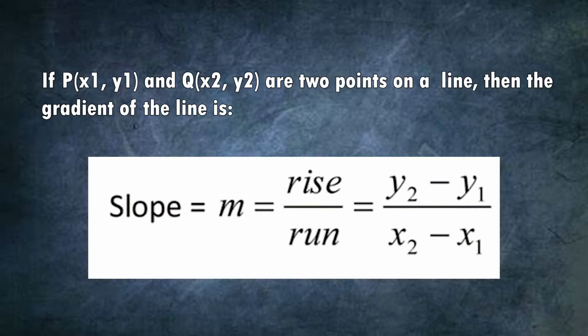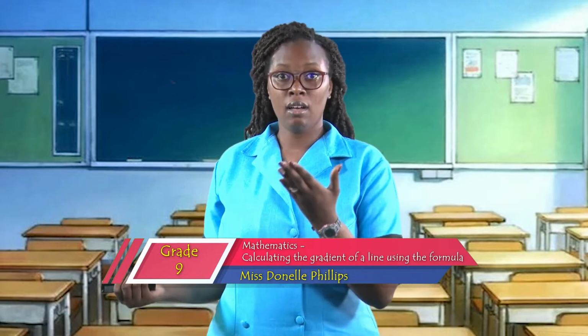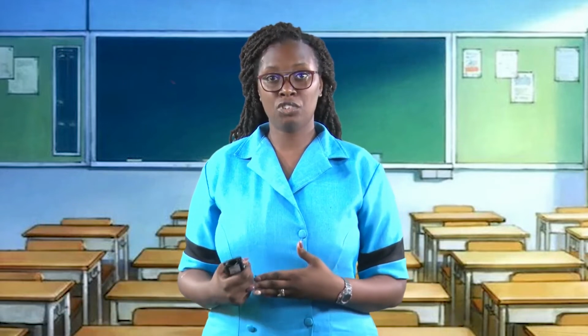So if we have 2 points, point P, x1, y1, and point Q, x2, y2, and these are 2 points on a line, then the gradient of that line could be calculated by using y2 minus y1 divided by x2 minus x1. So sometimes we may be given the graph of a specific line to find its gradient, and sometimes we may just be given the points or 2 points on that line to find its gradient.